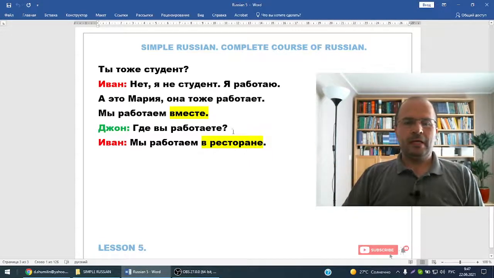А где вы работаете? Мы работаем в ресторане. В ресторане means in the restaurant, in a restaurant.